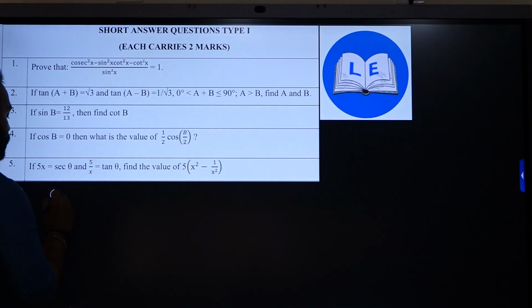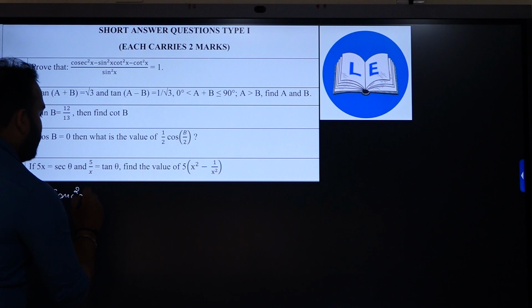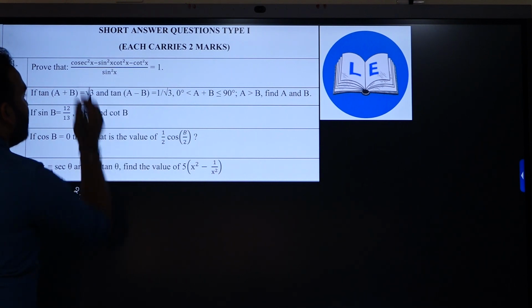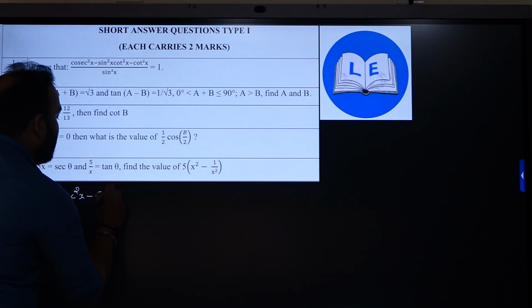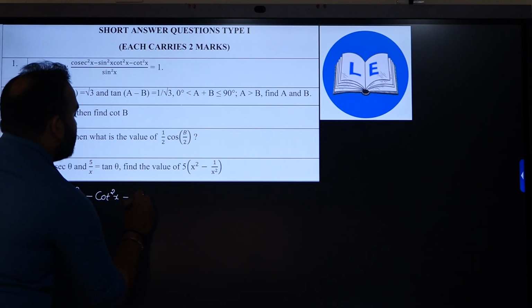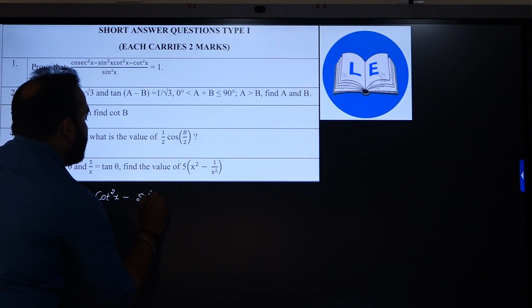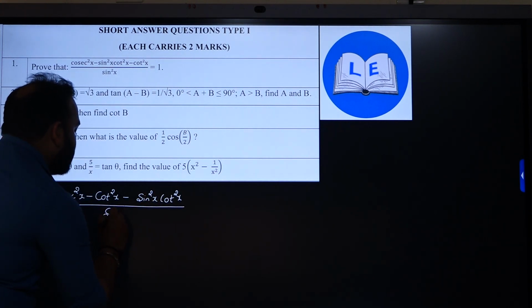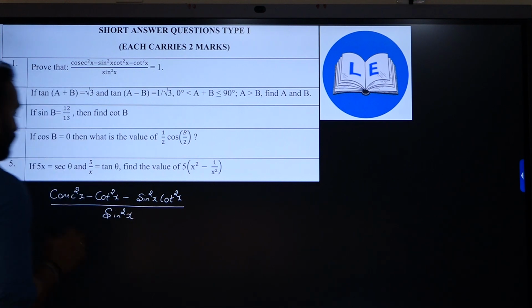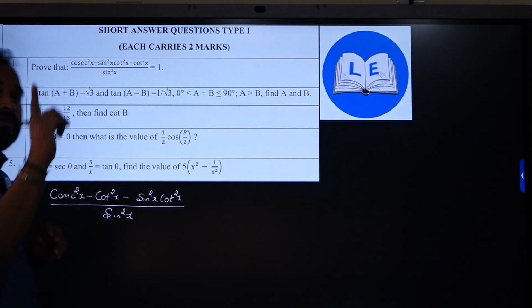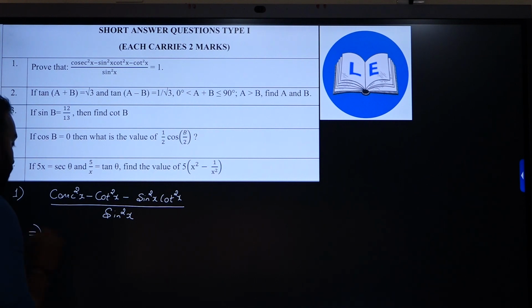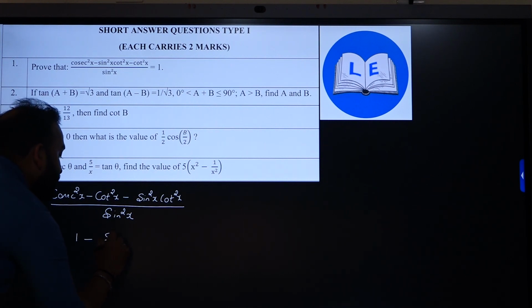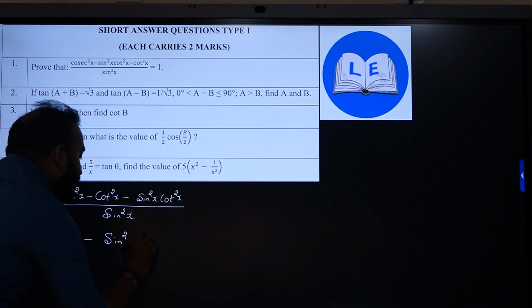Yes. So in the first step, I will write them together in terms of cosecant square theta minus cot square theta, which is the same as 1 minus sin square x into cot square x, whole divided by sin square x. Now look at this very carefully. You know that cosecant square x minus cot square x is 1. Yes, of course. So what it becomes? It becomes 1 minus sin square x into cot square x.